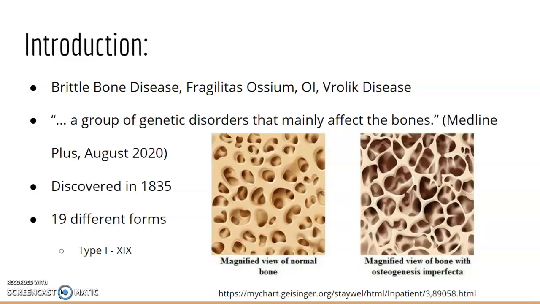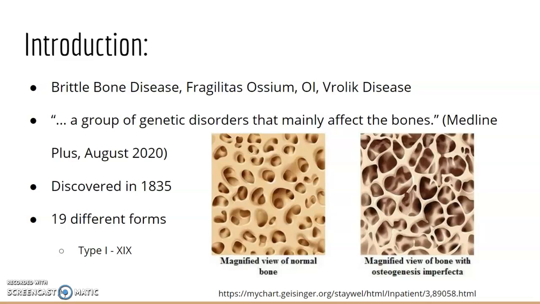If you look at the picture, there is a view on the left side of a normal bone and a view on the right side of an osteogenesis imperfecta bone. As you can see, the one with OI is significantly more fragile and brittle than the one on the left. OI was discovered in 1835 by a man by the name of Lobstein. The earliest case of OI was actually a mummified infant skeleton from ancient Egypt.